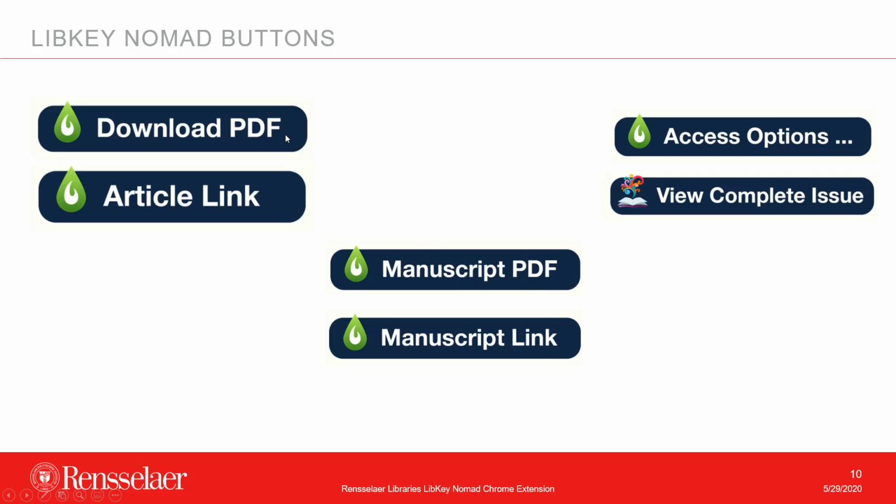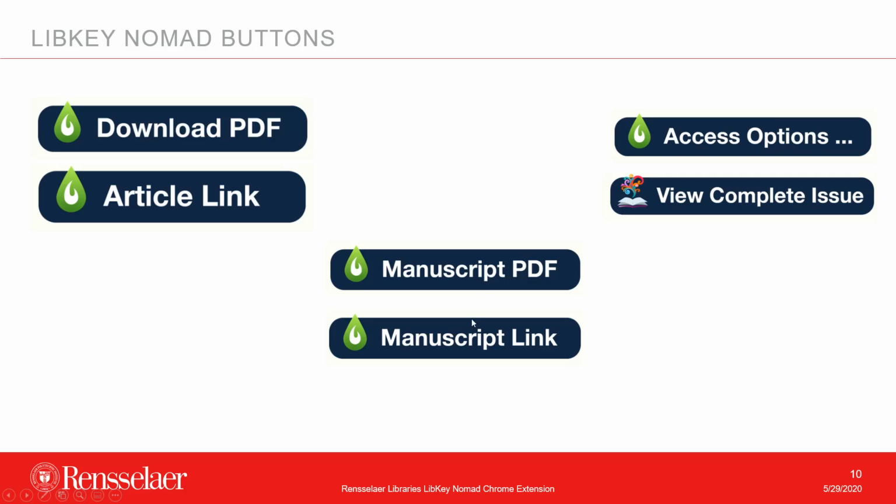So the Download PDF button, this means Rensselaer Libraries has the item and can give you single-click access. Article link, same thing in that Rensselaer Libraries has the item, and can give it to you in one click. Usually you'll get HTML full text. Sometimes it'll bring you to the article page and you can click for whether you prefer PDF or HTML full text.